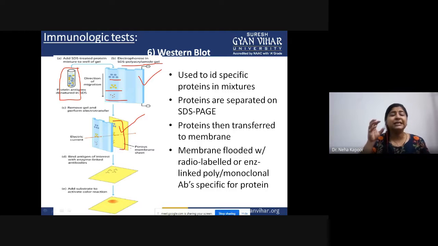After that, the enzyme linked antibodies specific to the antigen of interest would be incubated with this membrane, and if that antibody is specific to a particular protein antigen, it will bind to that place. After that, you again have to add the substrate solution, and where this antibody on the membrane has bound to the protein antigen, it will give a colored reaction, as you can see, depending upon its specificity.